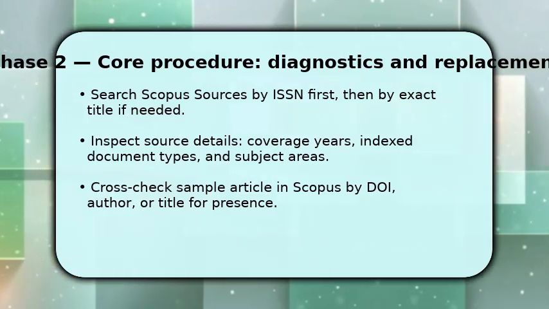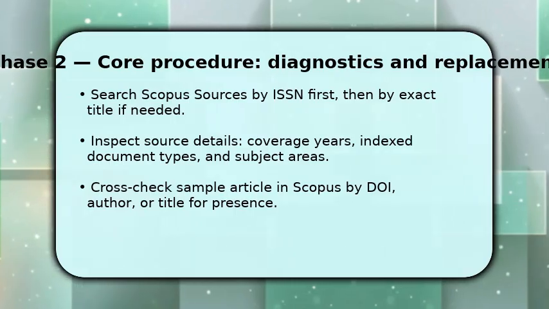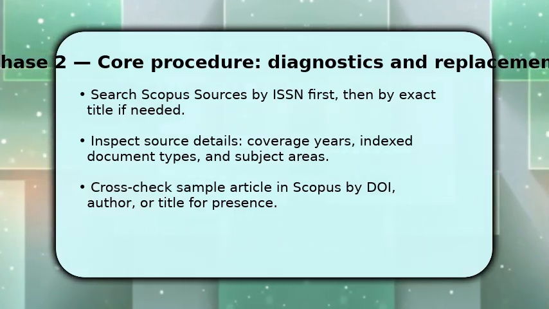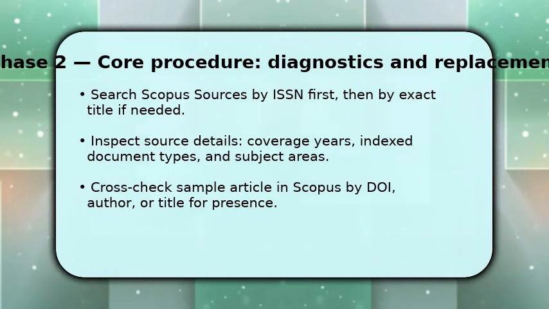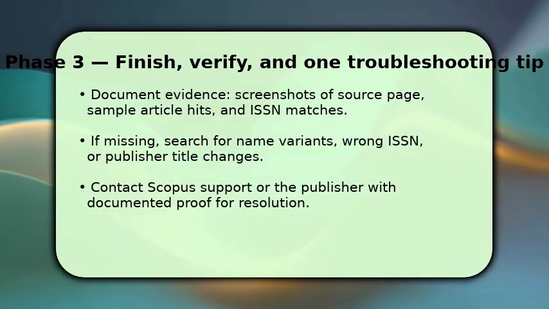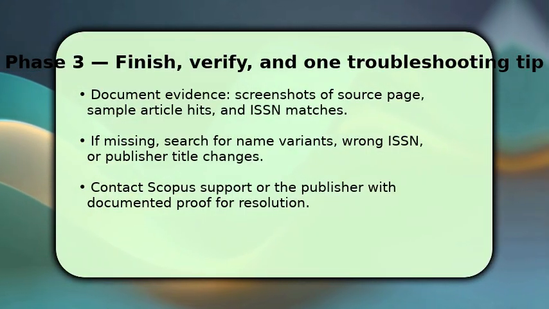Then search Scopus for a sample article by DOI or title. Finding that item confirms active indexing rather than past or partial coverage. Finish by saving proof. Take screenshots of the Scopus source page and any sample article records, noting coverage years and ISIN matches. If you don't find the journal, check common problems.